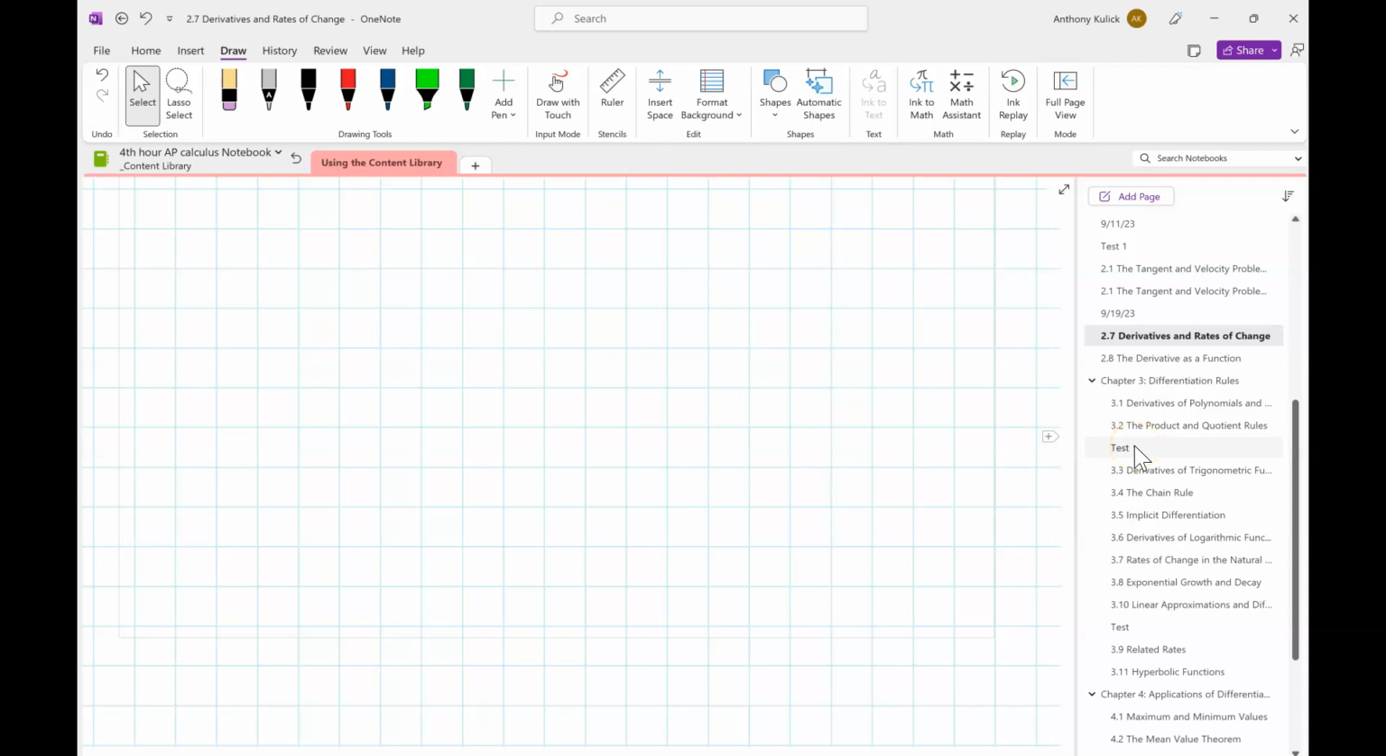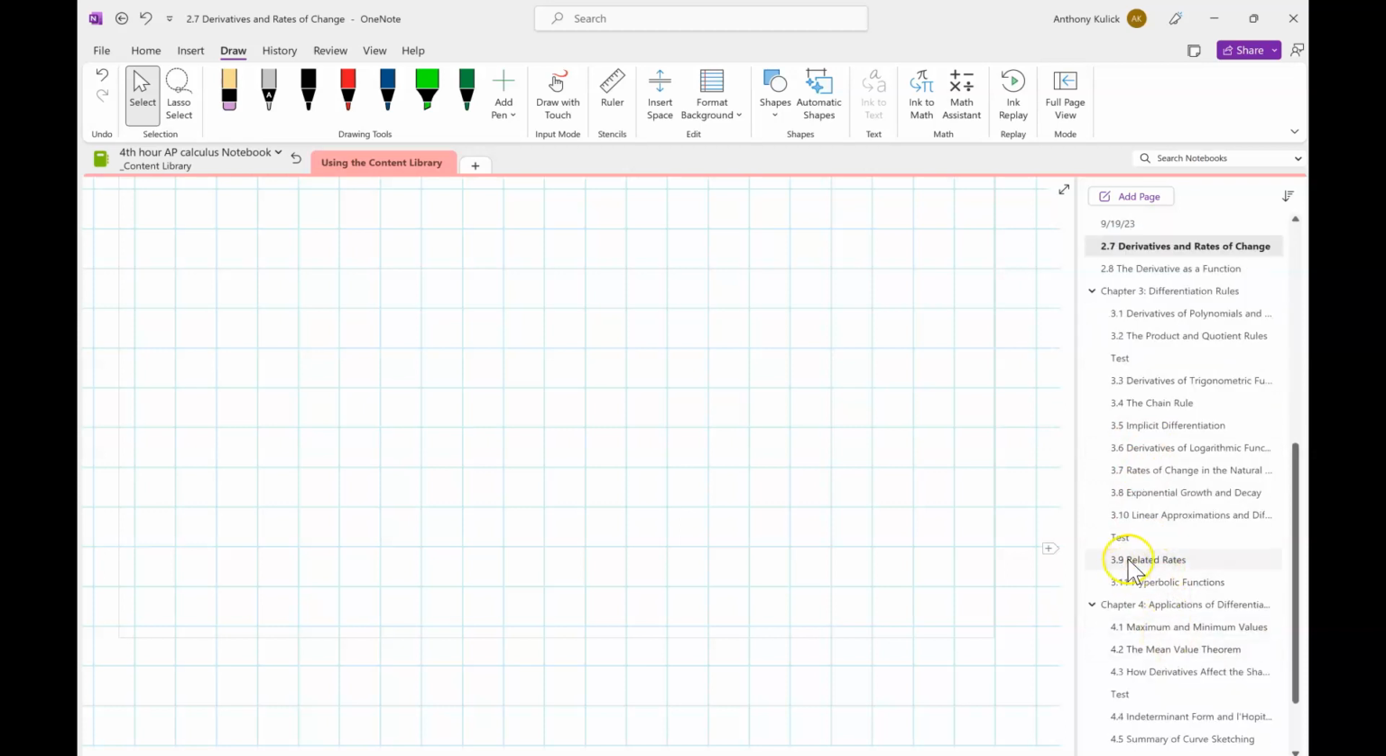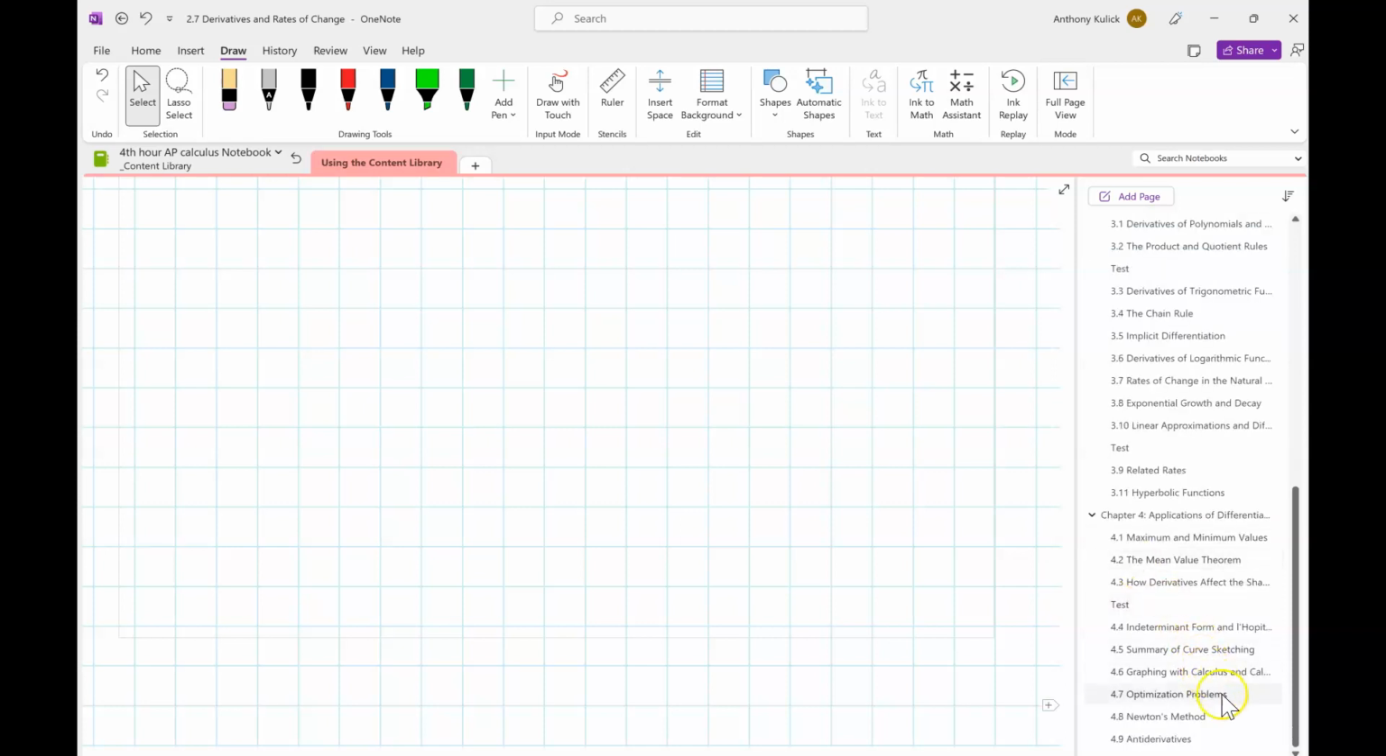I tried to arrange things so that, even here, I skipped 3.9 to put it in the next one, because 3.9 is maybe the hardest thing we do in first semester. It's either that or optimization, which is 4.7. Those are the 2 hardest things I think we do.